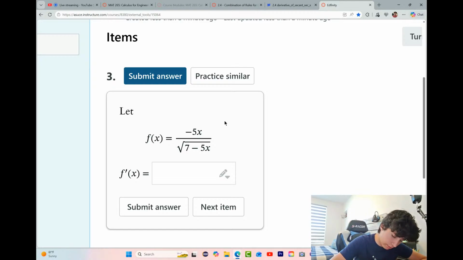So f prime of x is going to equal, okay, here we go.